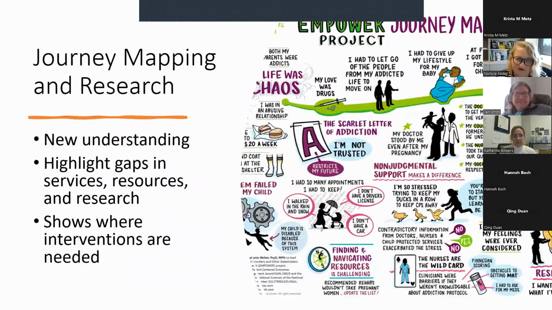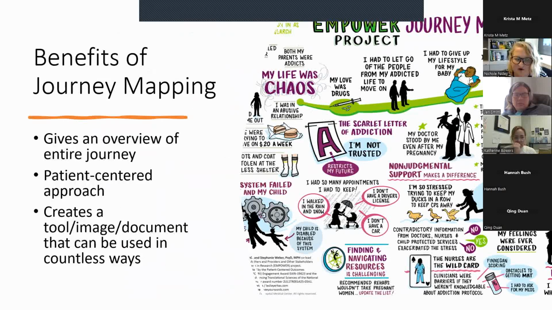And so in conclusion, because I'm hoping to have enough time for questions, for journey mapping and research, it really gives us this new understanding. It highlights to us gaps in services, research, and resources that we need to think about to improve care. It shows where interventions are needed. It gives that overview of the entire journey, not just snippets. It's a very patient-centered approach.